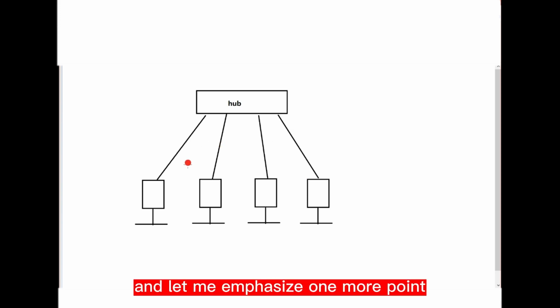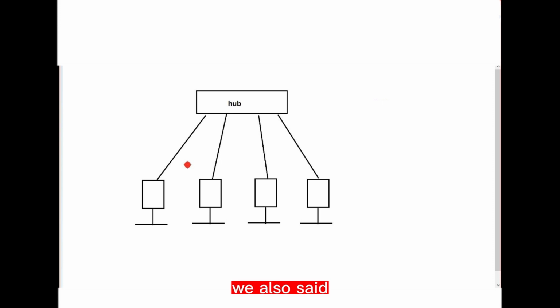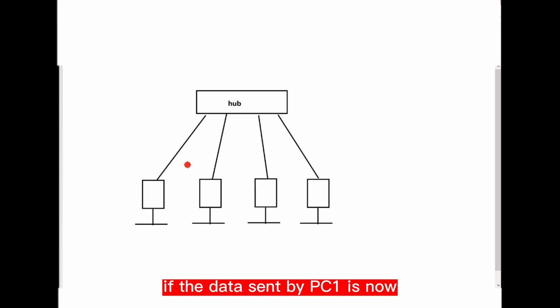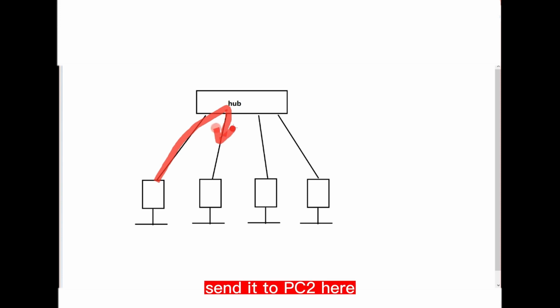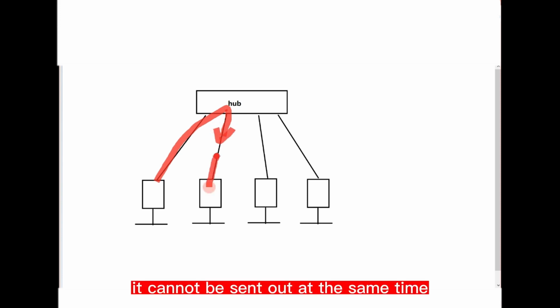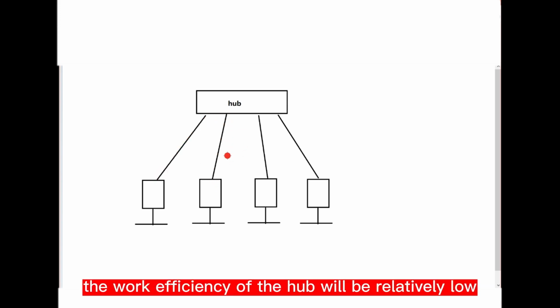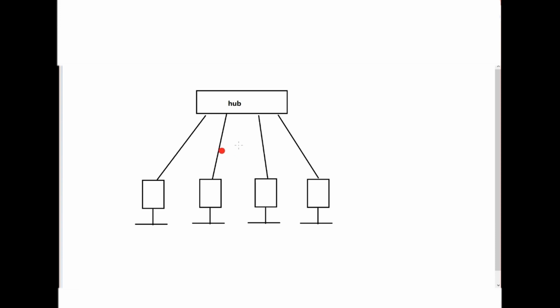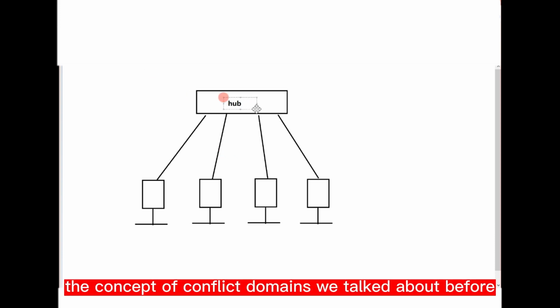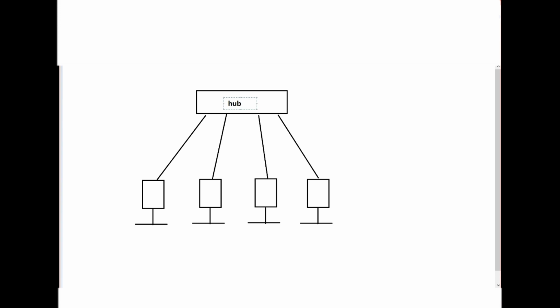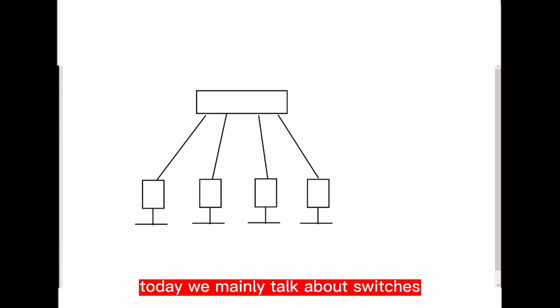And let me emphasize one more point. We also said, if the data sent by PC1 is now being sent to PC2 here, it cannot be sent out at the same time. Data conflict. Therefore, the work efficiency of the hub will be relatively low. The concept of conflict domains we talked about before, we won't talk about today. Today we mainly talk about switches.